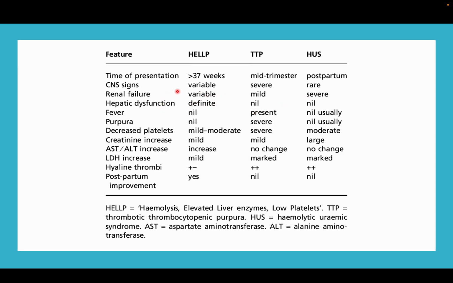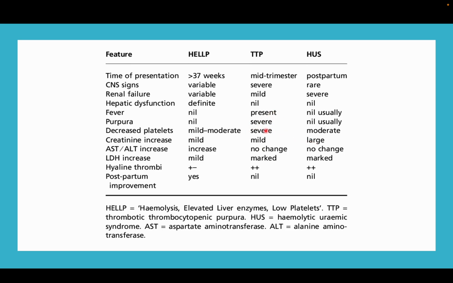Hepatic dysfunction is definitely present in HELLP, and generally it is very mild in TTP and HUS. Fever is generally nil in HELLP, might be present in TTP. HUS also generally doesn't have fever. TTP generally will have fever. Purpura is also very rare. Decreased platelet count is mild to moderate in HELLP, and moderate in HUS.